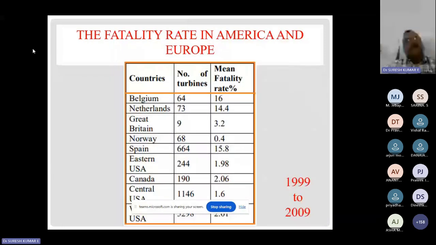And country-wise data is also available. During a study for the period 1999 to 2009, around 10 years, in Belgium with 64 turbines, the mean fatality rate is 16%.